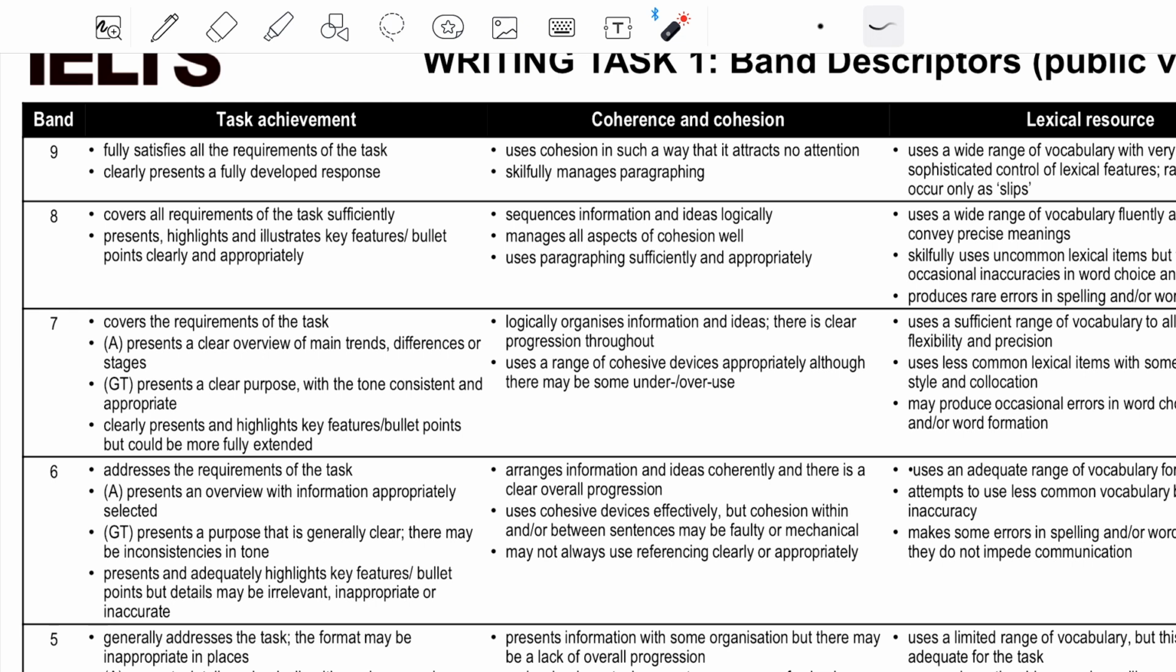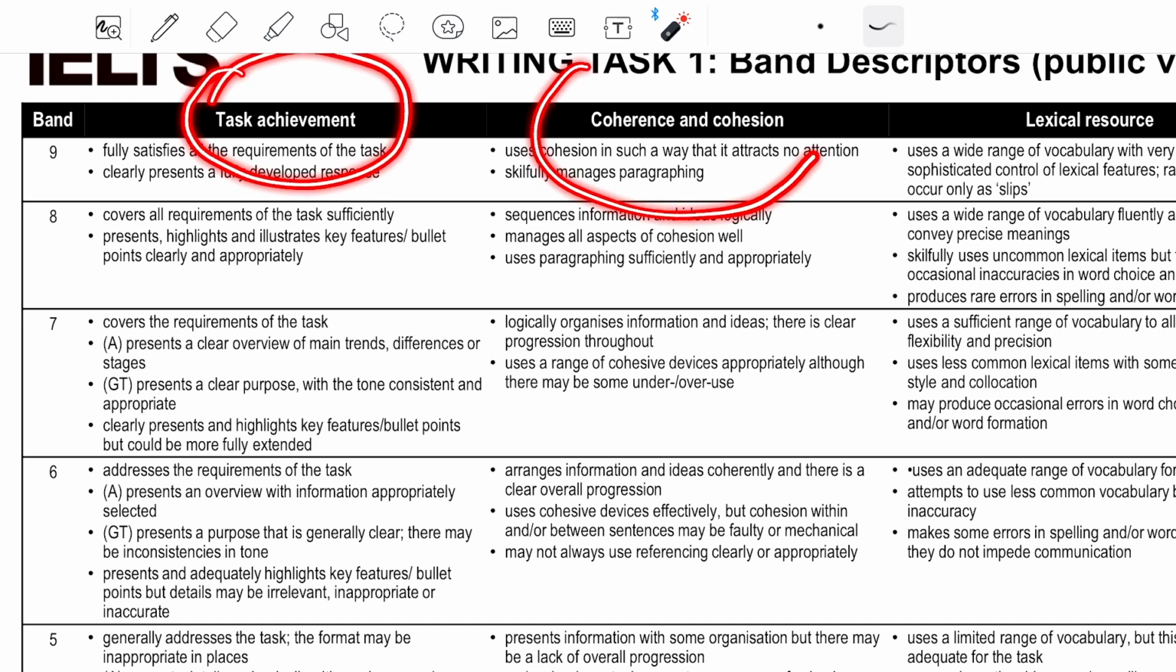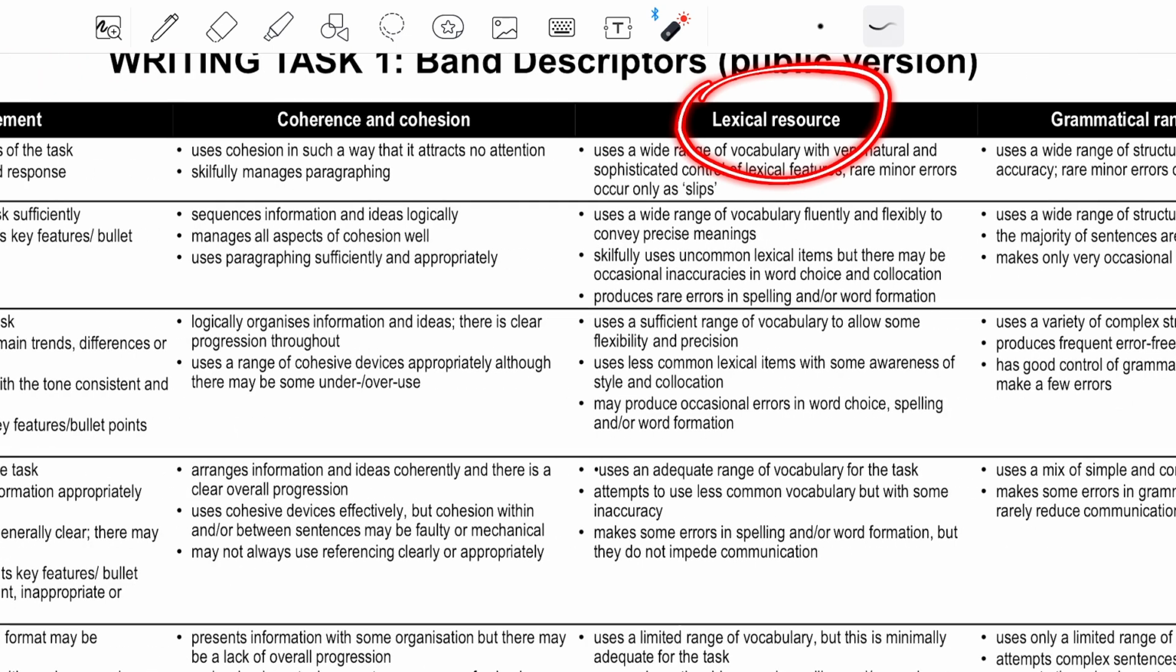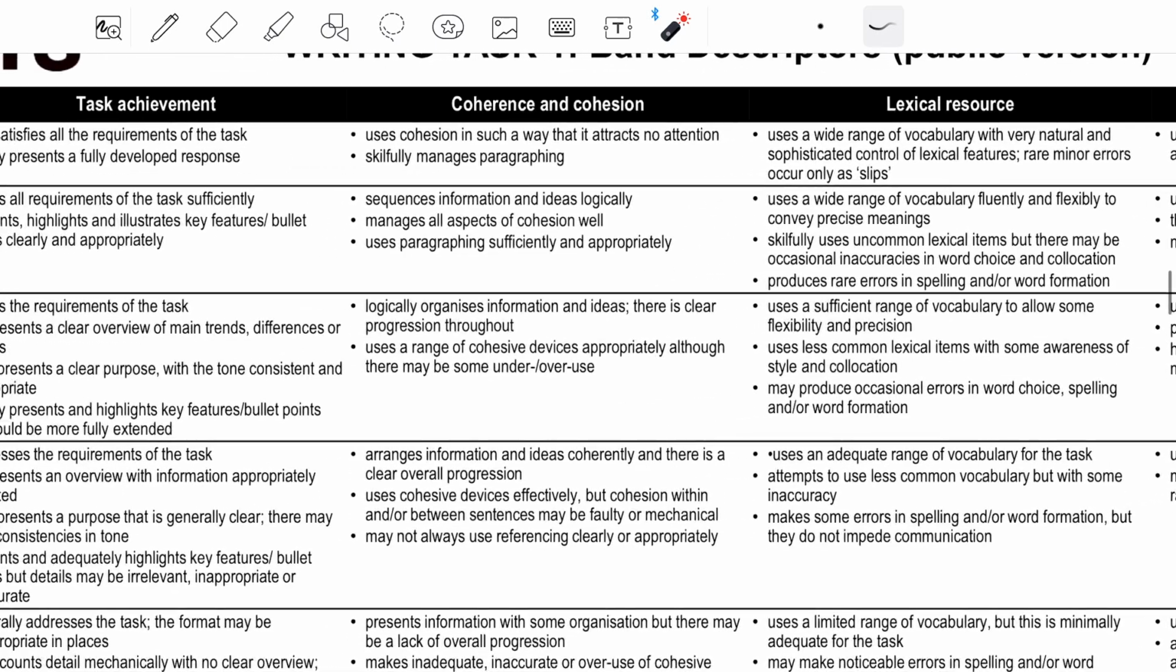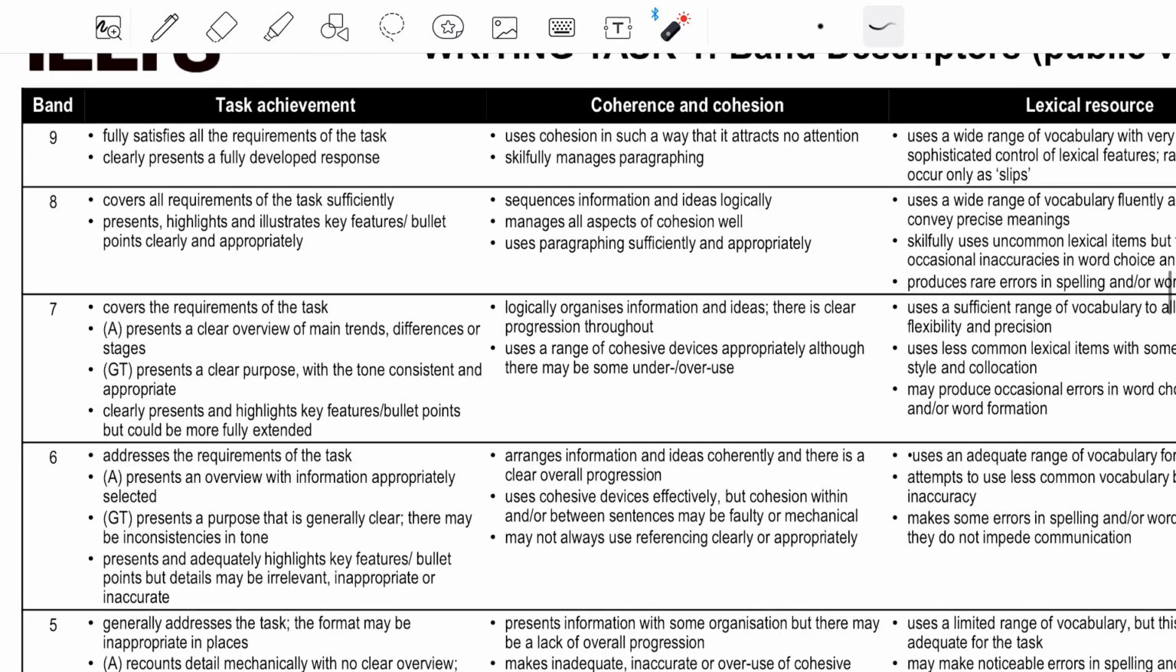In this case, we are only going to look at task achievement and coherence and cohesion because we are learning how to analyze line charts. We're not going to look at vocabulary, which is lexical resource, or grammatical range and accuracy, because to be honest, this is something which you really need to do on your own. You need to have good vocabulary skills and you need to use correct grammar structures. This is something which I'm not going to cover in this YouTube video. Here we are covering how to get 8 bands in terms of task achievement and coherence and cohesion.